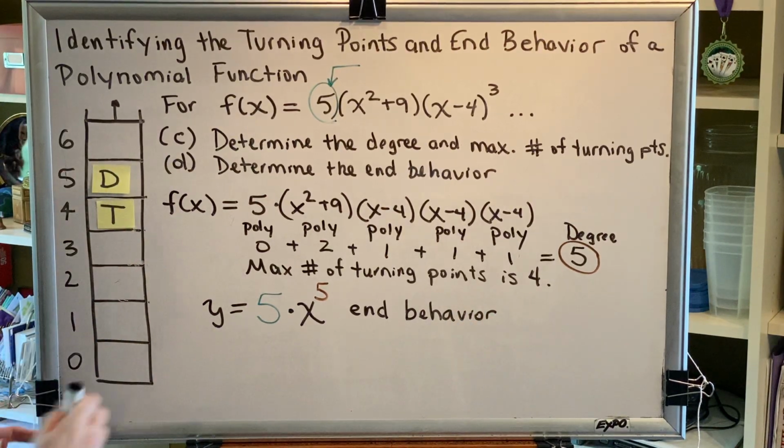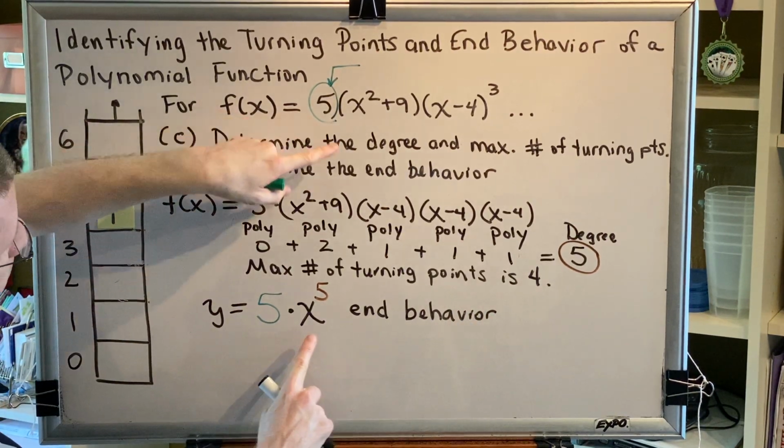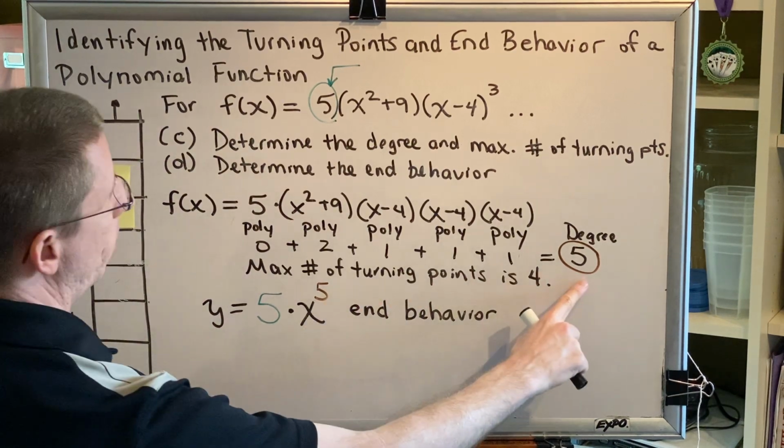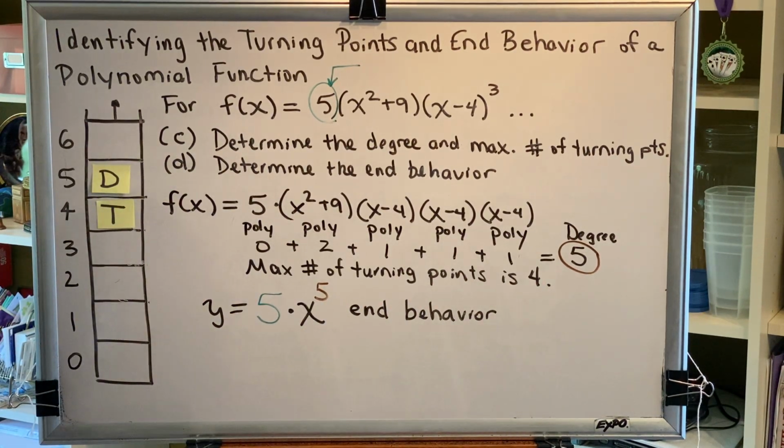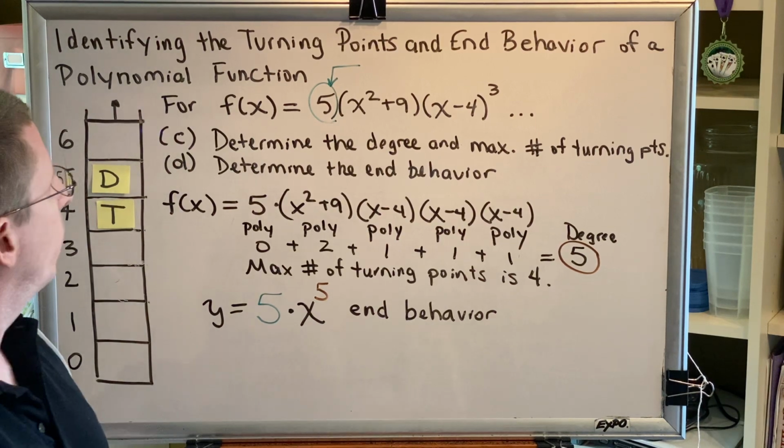The end behavior is the leading coefficient times a power of x whose exponent matches the degree of the polynomial. Okay, we have completed this problem.